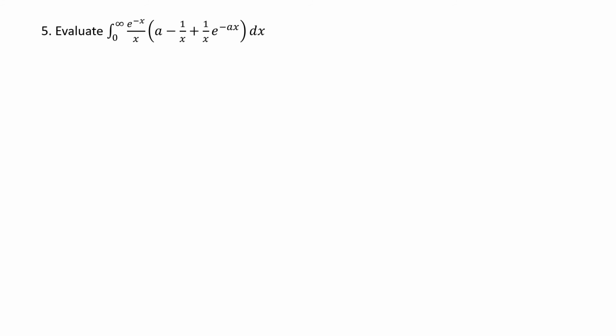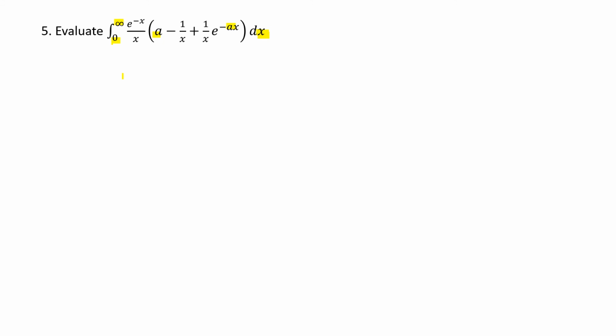So the question is: evaluate the integral from 0 to infinity of e raised to minus x upon x into the bracket a minus 1 upon x plus 1 upon x into e raised to minus ax, whole dx. Here you can easily check that the limits are 0 to infinity, which are constant, the variable of integration is x, and other than that you have one parameter a. So obviously we have to apply DUIS rule 1.